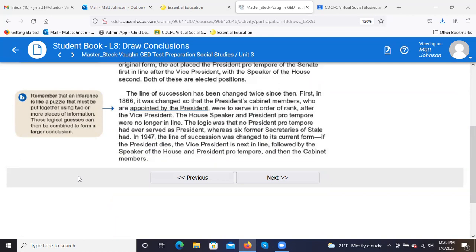First, in 1866, it was changed so that the president's cabinet members, who are appointed by the president, were to serve in order of rank after the vice president. The House Speaker and President pro temp were no longer in line. The logic was that no president pro temp had ever served as president, whereas 6 former secretaries of state had. In 1947, the line of succession was changed to its current form. If the president dies, the vice president is next in line, followed by the Speaker of the House and President pro temp, and then the cabinet members.